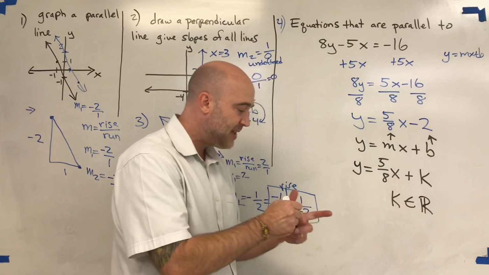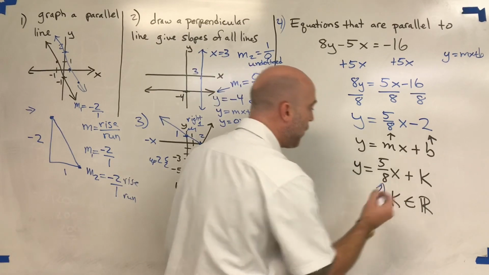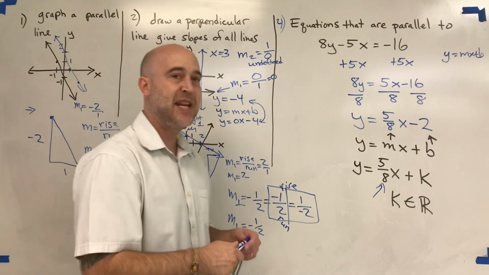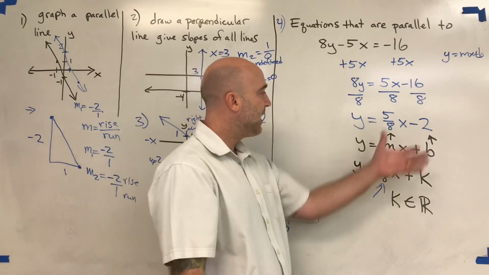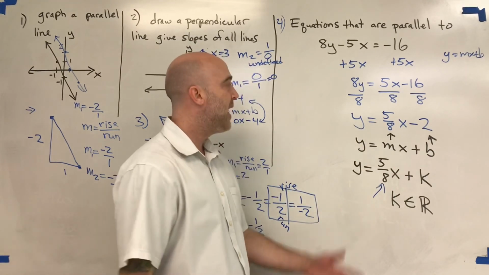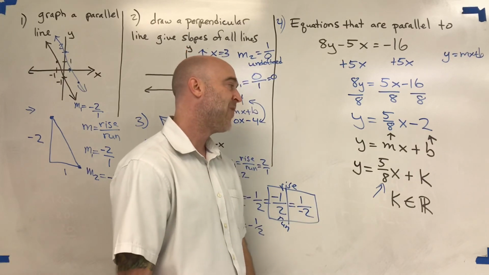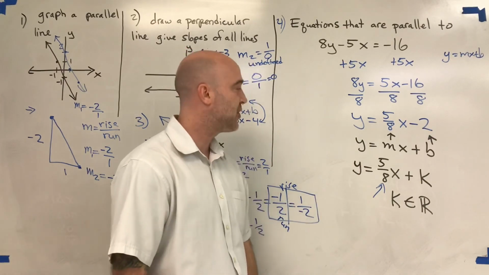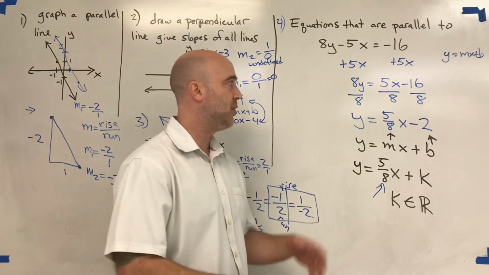The key is any equation that has 5 over 8 in front of x is a parallel line to that one. Well, if you had something that was jumbled up and you're trying to match it, then you have to take the long way and solve it for y so you can see what the slope is. This is pretty much the easiest, most direct way to find the slope, so we have to be able to see it in order to match it.